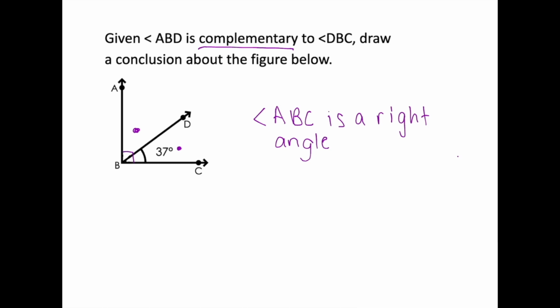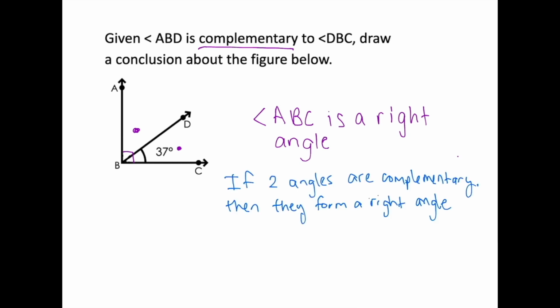That's because complementary means they form 90 degrees. So now the conclusion we can draw is that if two angles are complementary, then they form a right angle. We could also find this missing angle by taking 90 minus 37.